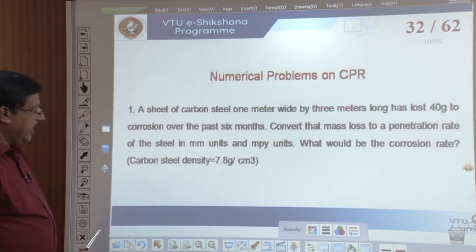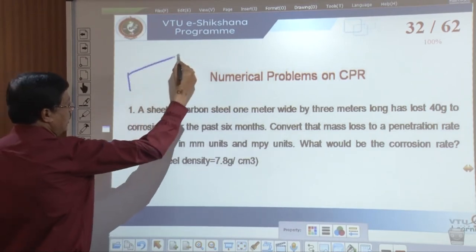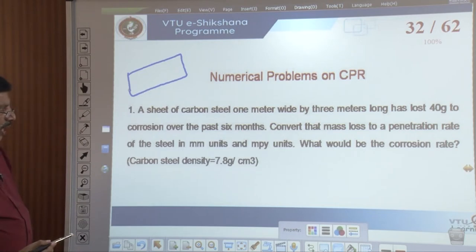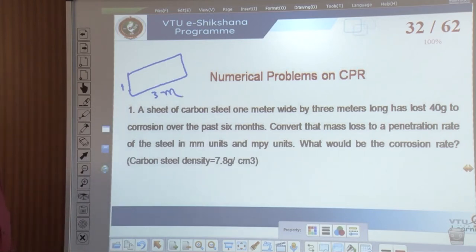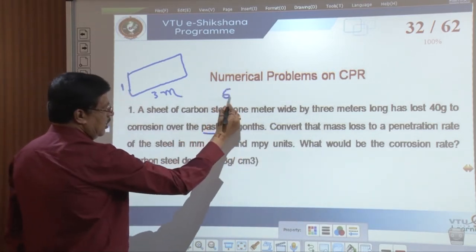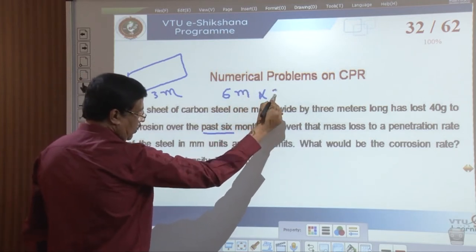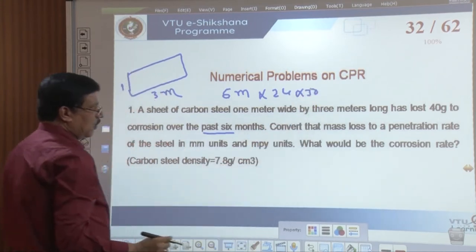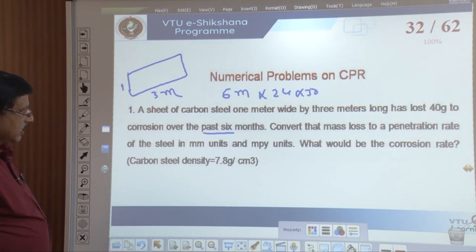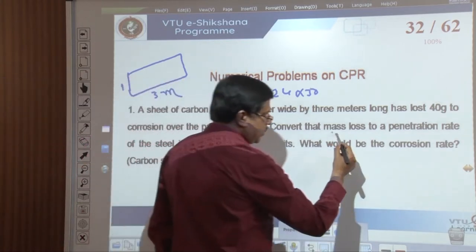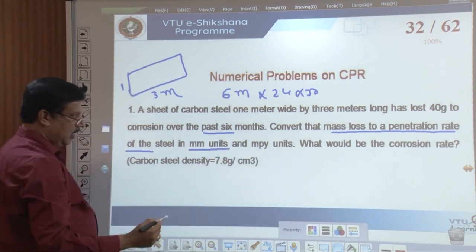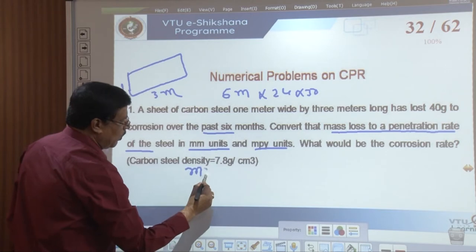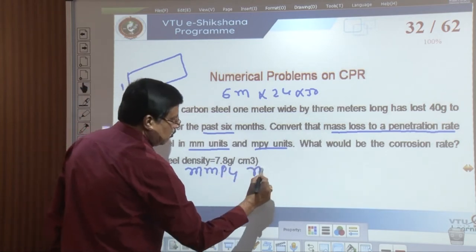Number one: a sheet of carbon steel, 1 meter wide by 3 meters long, has lost 40 gram to corrosion over the past 6 months. That is 6 months into 30 days into 24 hours per day. Convert that mass loss into corrosion penetration rate of the steel in mm per year units, that is MMPY, and in mils per year, that is MPY.